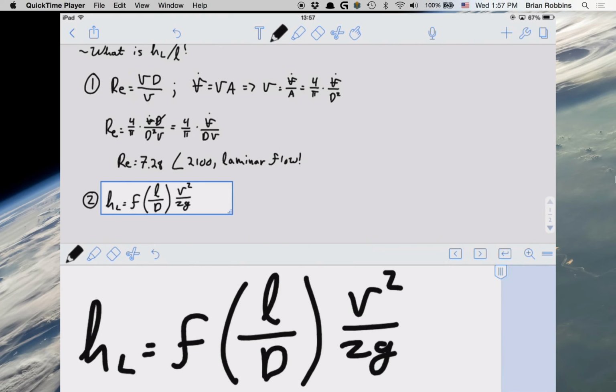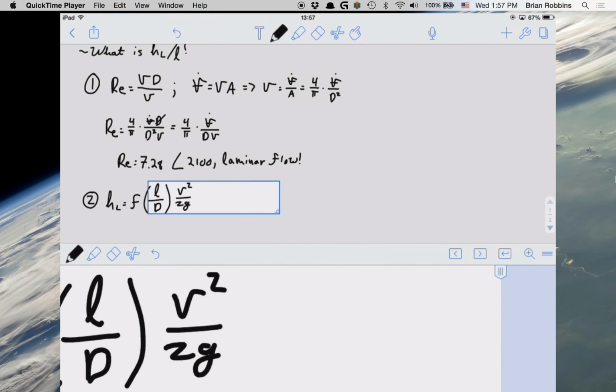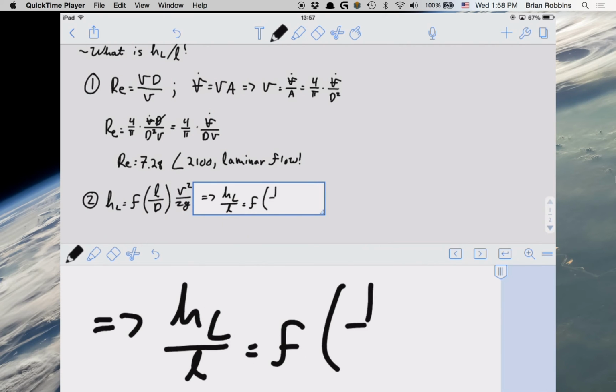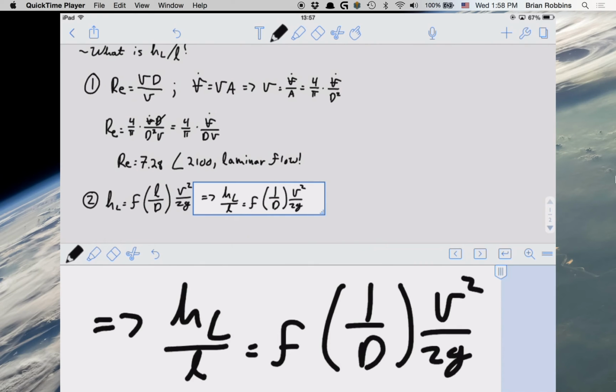So in this problem, it asks us to solve for the head loss per unit length. So let's go ahead and rearrange our expression so we have head loss per unit length. So we'll just divide through by length. What we end up getting is head loss divided by length is equal to our Darcy friction factor times 1 divided by our diameter, V squared divided by 2G.